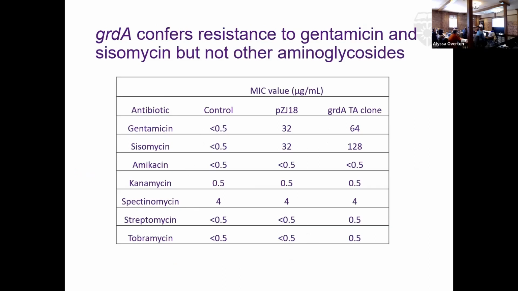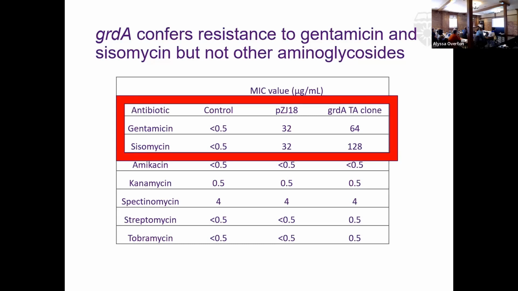We, of course, wanted to characterize the spectrum of resistance. So we took our E. coli cells that have either the natural plasmid, or we just cloned the gene by itself to make sure that, sure enough, we've got the right gene on the plasmid. And we tried to see if it conferred resistance to other aminoglycoside antibiotics. We can see we get resistance to gentamicin and sisomicin, but not the other aminoglycoside antibiotics. So we're learning something about the spectrum of resistance there.